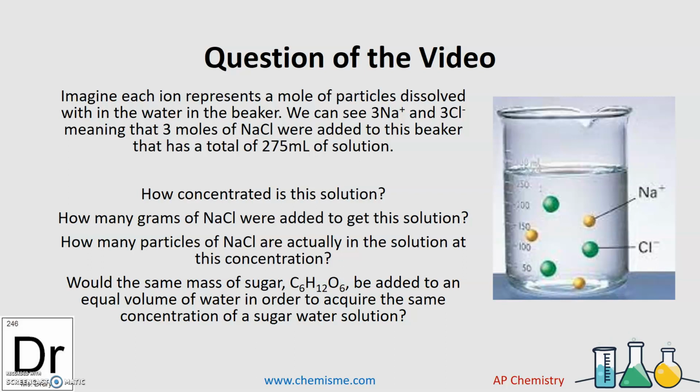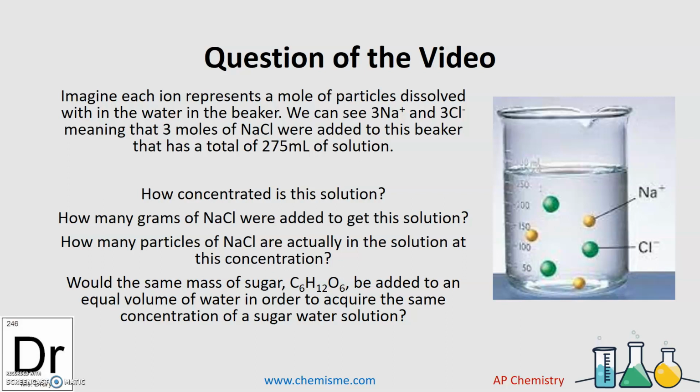So where you see 3 Na pluses and 3 Cl minuses, imagine that represents 3 moles of them, just to make it a larger amount, because 3 particles wouldn't be something that we can actually measure, because they are not drawn to scale, right? And so there are 3 moles of NaCl dissolved in that water, and it has a total of 275 milliliters, if you can see in the picture.